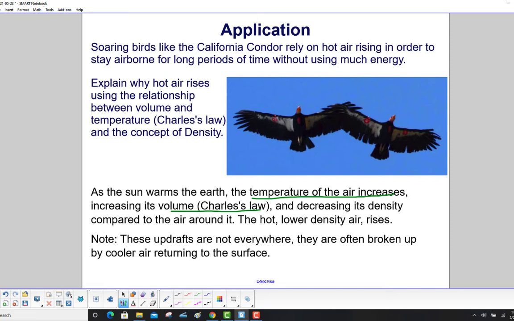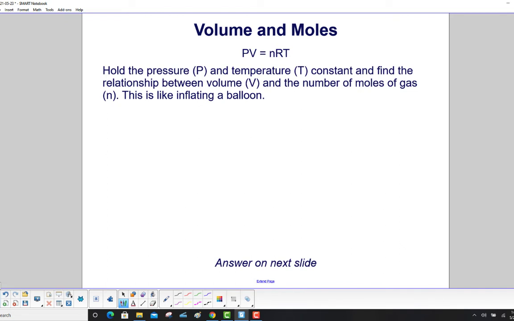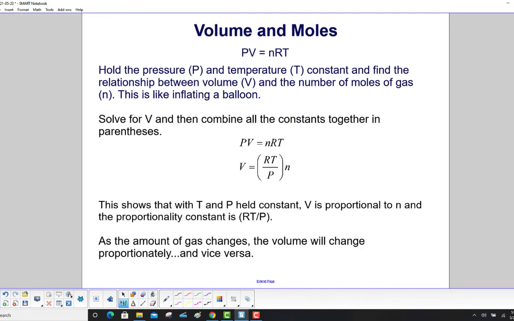The hot, lower density air rises. Note, these updrafts are not everywhere. They are often broken up by cooler air returning to the surface. So the condors have to be careful. Hold the pressure and temperature constant and find the relationship between volume and the number of moles of gas, n. This is like inflating a balloon. Solve for V and then combine all the constants together in parentheses.